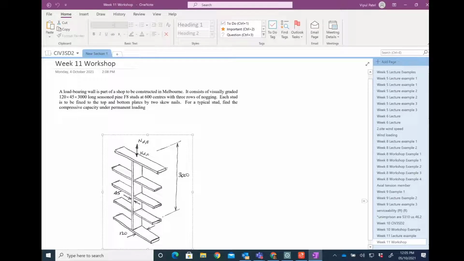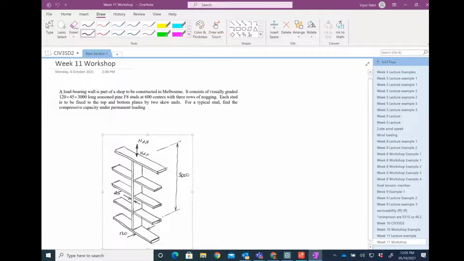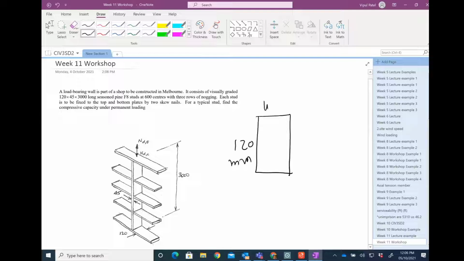Timber columns. We have already taken one detailed example on timber columns. The example is a load bearing wall that is part of a shop to be constructed in Melbourne. It consists of visually graded 120 by 45 timber, 3 meters long, with a 120 millimeter depth and a 45 millimeter width. That is the timber member given to us.